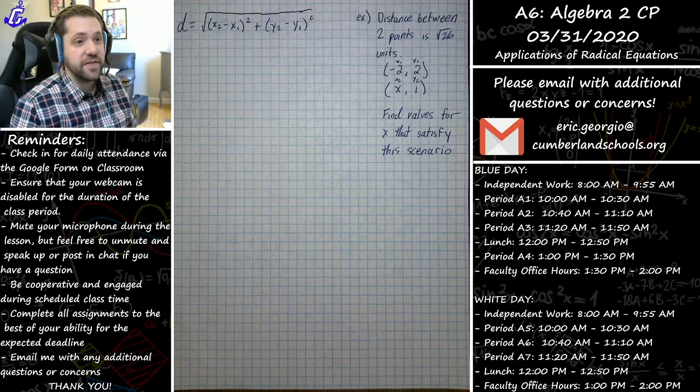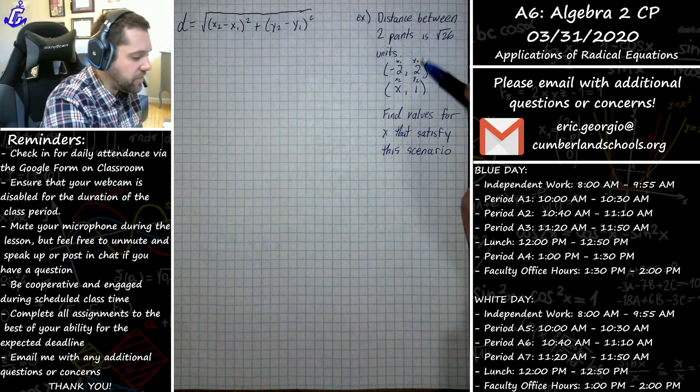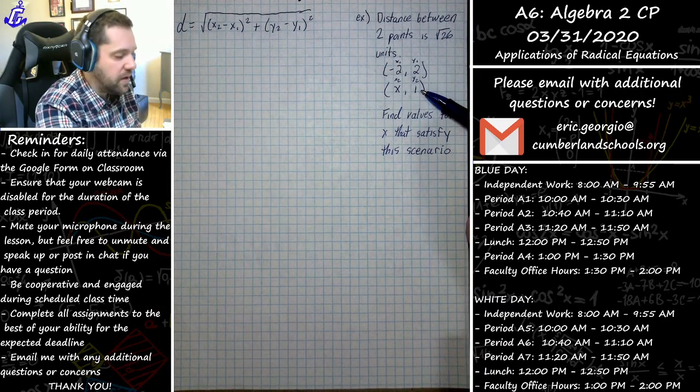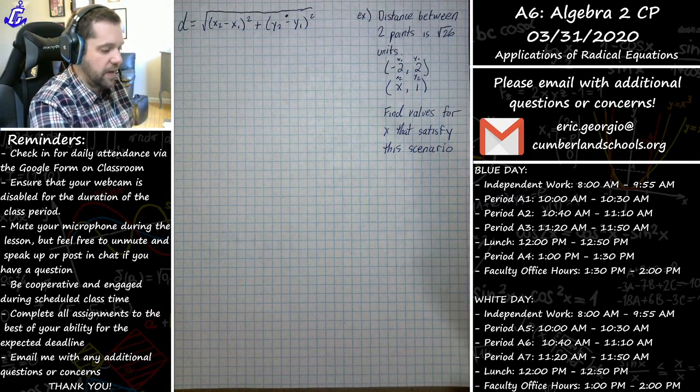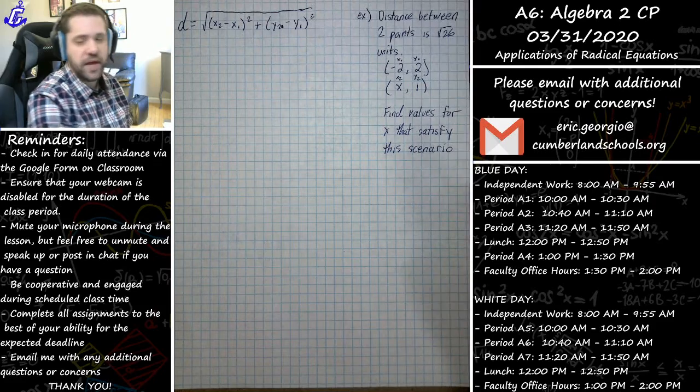Okay? In the distance formula, it doesn't matter which one you call x1 and y1 and which one you call x2 and y2. You could call this x1 and y1 if you wanted to, as long as you're consistent and you don't flip-flop. Like, call this x1 and y2. That would be very bad.